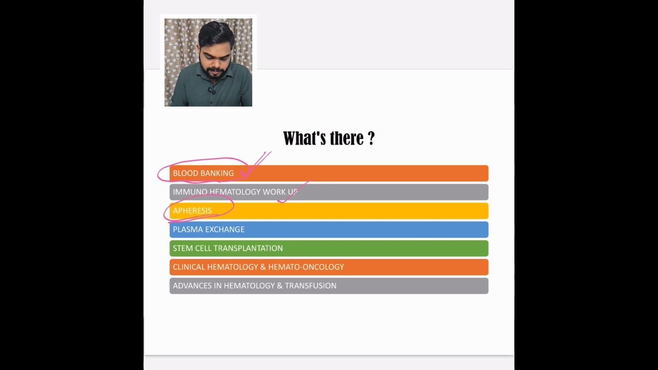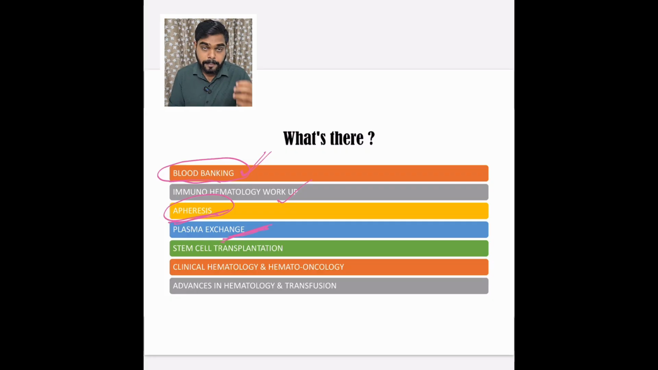And the main part is apheresis. In apheresis, we prepare the SDP platelets. Along with that, in apheresis we can do plasma exchange and stem cell collection. For plasma exchange, we know some autoimmune diseases like Guillain-Barré syndrome, myasthenia gravis, TTP and Goodpasture syndrome. There will be antibodies, so we have to give fresh frozen plasma and exchange the plasma. This procedure is called plasma exchange.